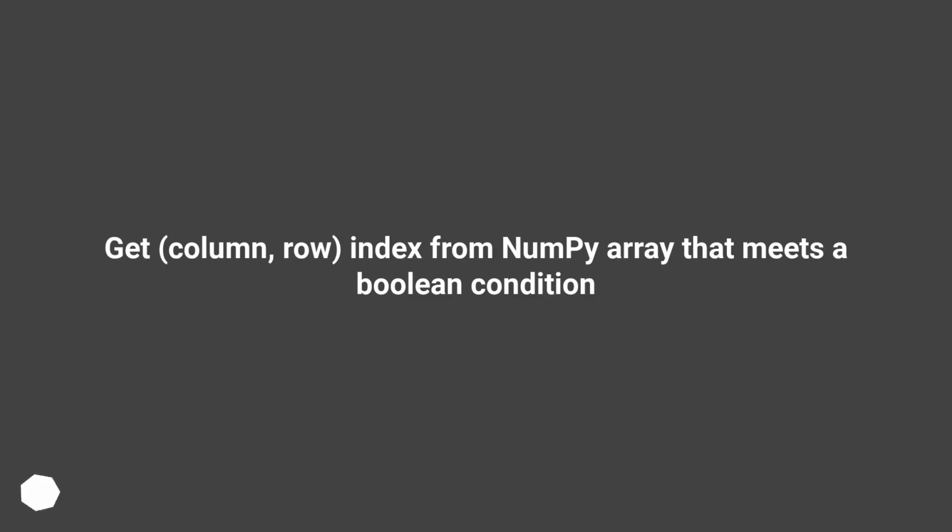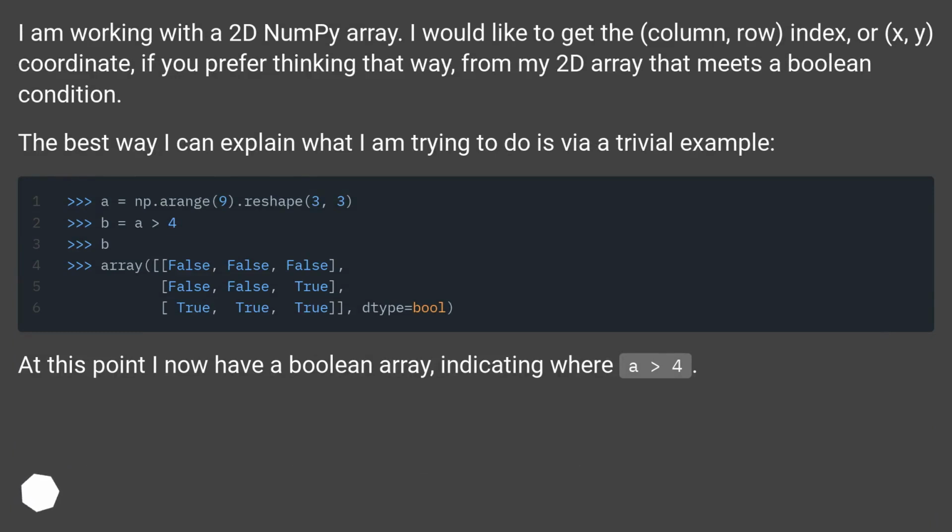Get column, row, index from NumPy array that meets a boolean condition. I am working with a 2D NumPy array. I would like to get the column, row, index, or x, y coordinate, if you prefer thinking that way, from my 2D array that meets a boolean condition.